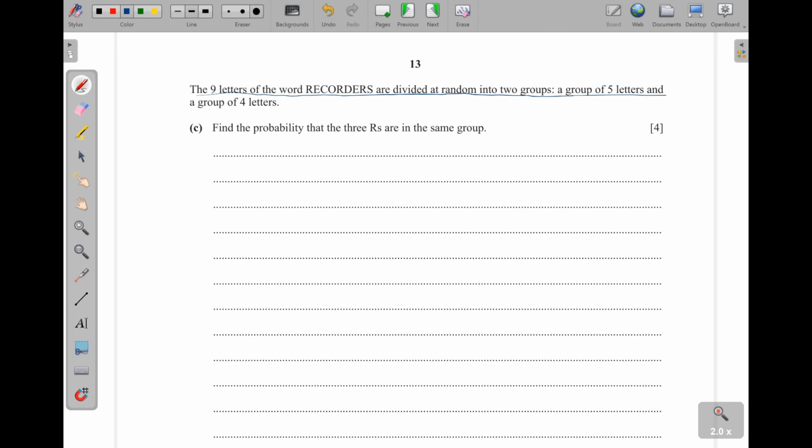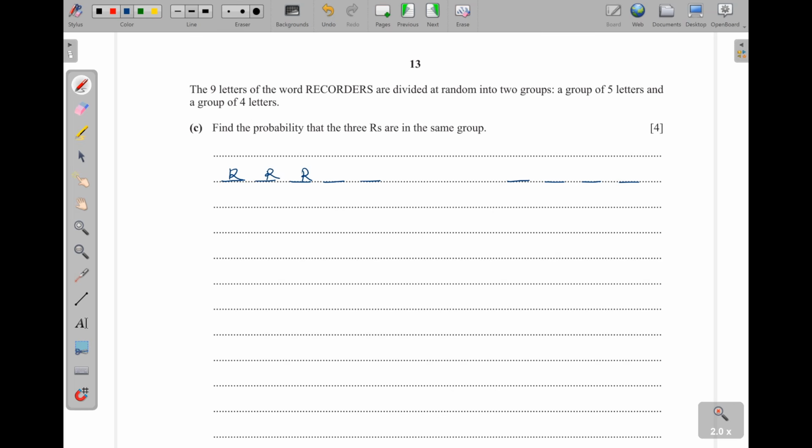Then lastly, the 9 letters of the word recorders are divided at random into 2 groups, a group of 5 letters and a group of 4 letters. Part C, find the probability that the 3 R's are in the same group. Now, I can consider a group of 5: 1, 2, 3, 4, 5. Then 1, 2, 3, 4. Okay? So the 3 R's are in the same group.